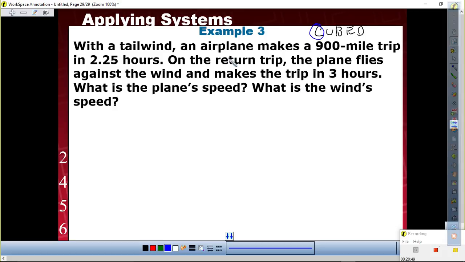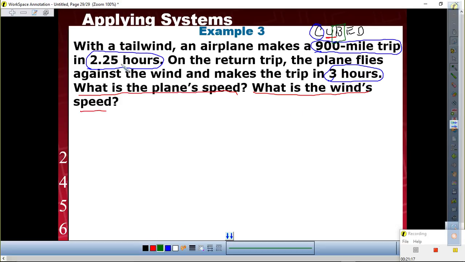So, let's circle important numbers. 900-mile trip, okay? 2.25 hours. 3 hours, okay? Underline the question. What is the plane speed? Oh, this one has 2 questions. What is the wind speed? Plane speed, wind speed. Next, box key information.